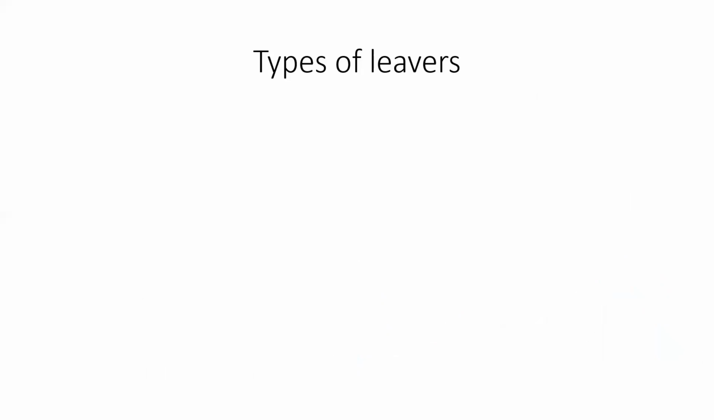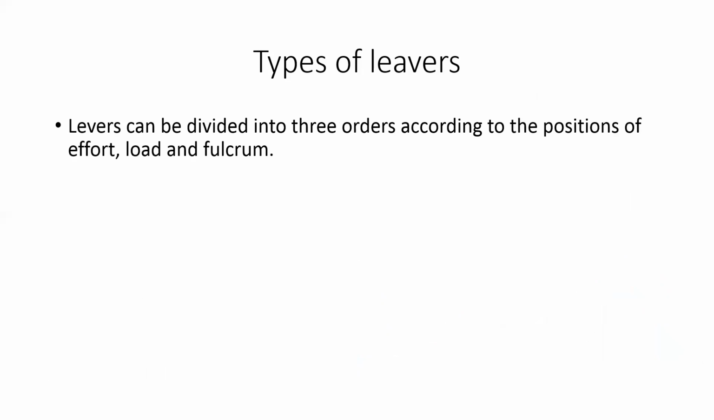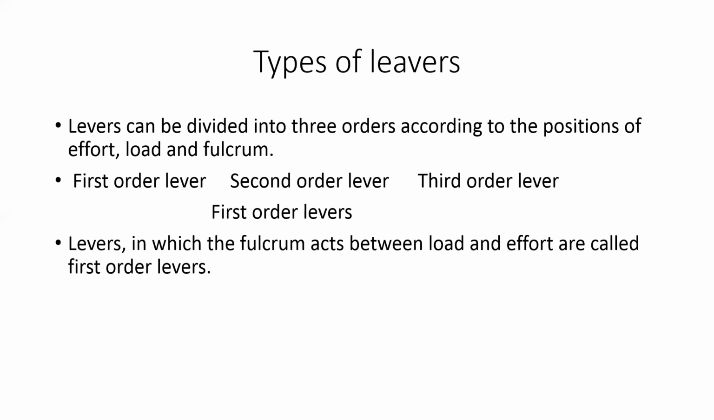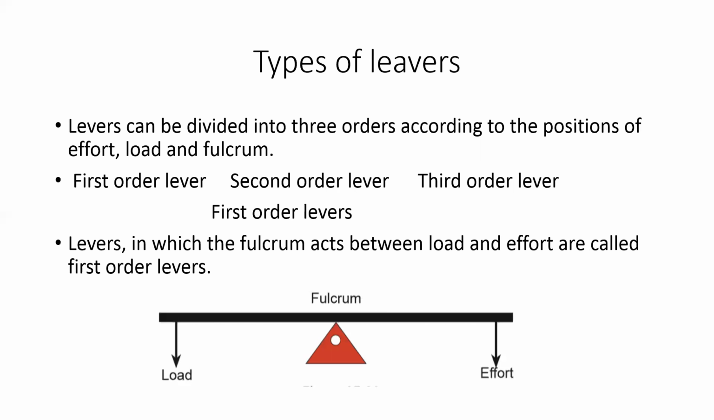Now we'll talk about types of levers. There are three types of levers. They are the first order lever or first class lever, second order lever or second class lever, third order lever or third class lever. First order lever. Levers in which the fulcrum acts between load and effort are called first order levers. Here always fulcrum is at the middle.